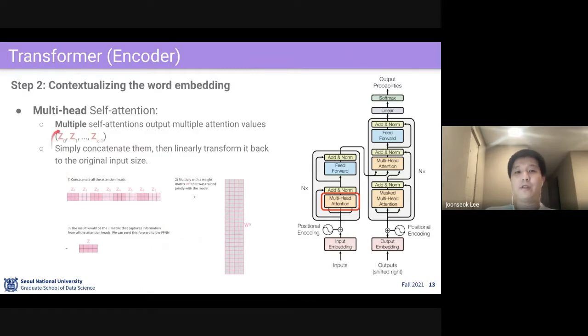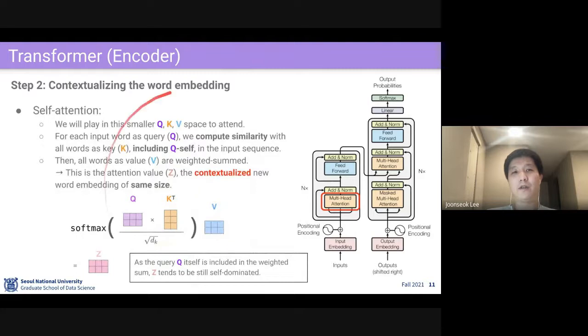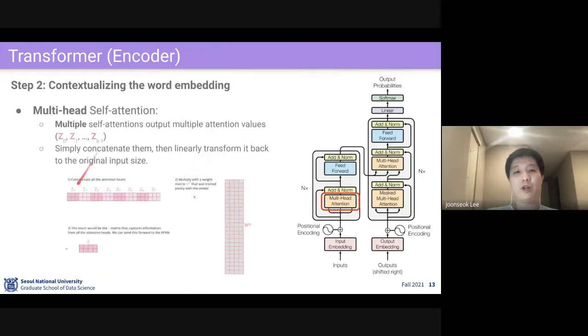So we do this multiple times. Actually, in their experiment, they did 8 times. So multi-head self-attention, we just repeat this 8 times. Each of them will output Z0 to Z7. So this is the output attention value. And then they map it back to the original dimensionality of each word.